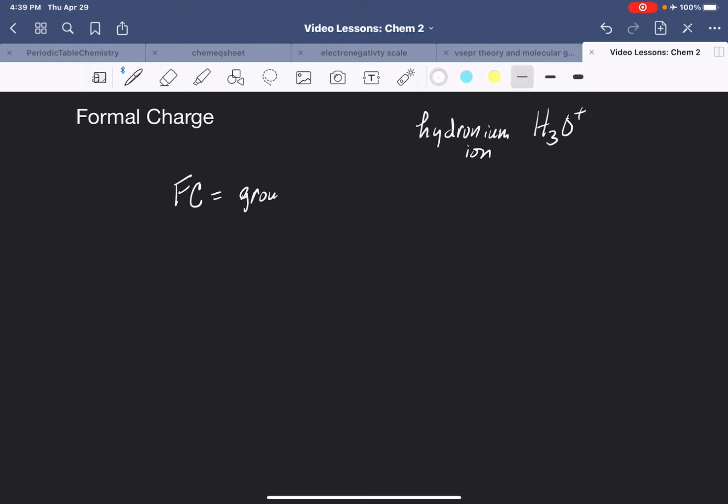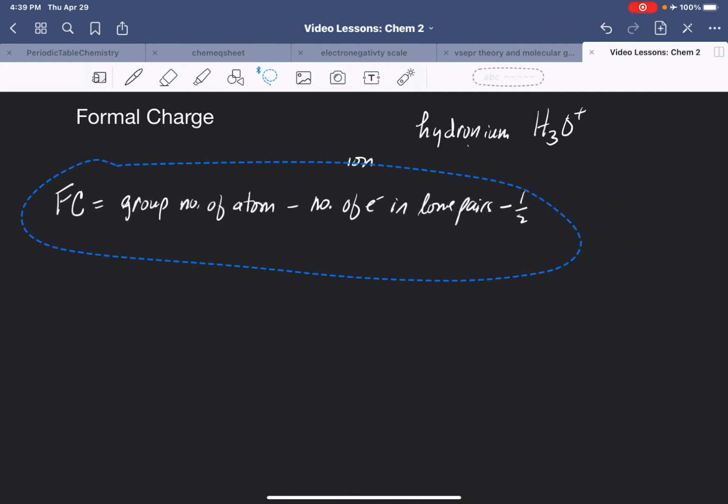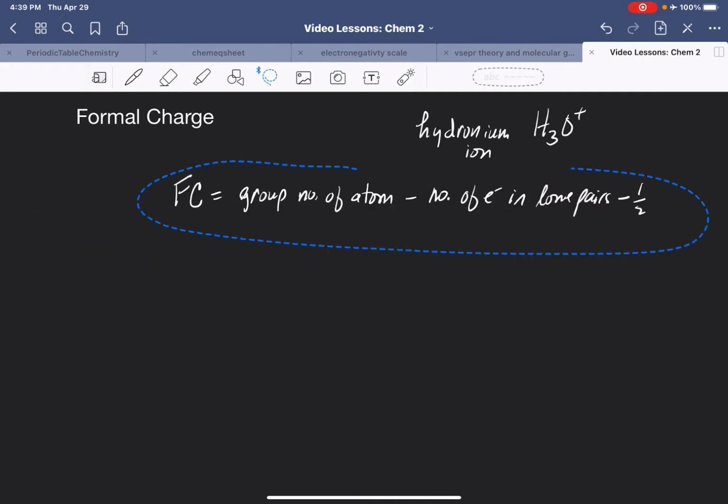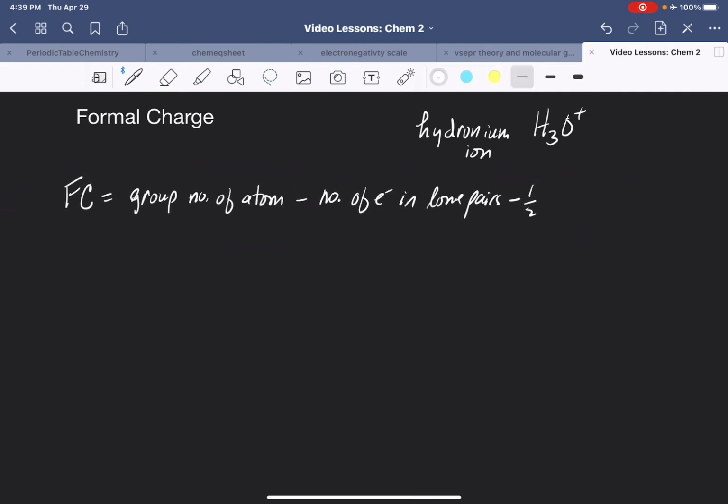the group number of the atom, minus the number of electrons in lone pairs, minus 1/2 of the electrons that are in bonding pairs. Okay. So this minus 1/2 of that.